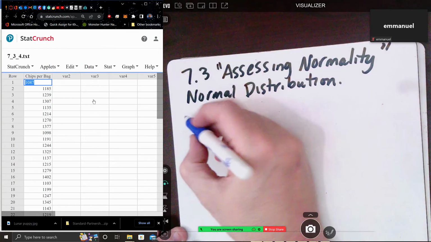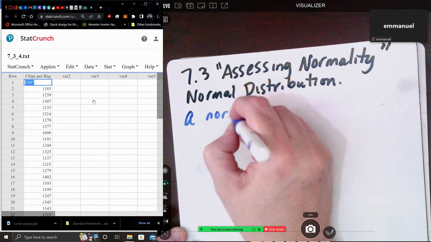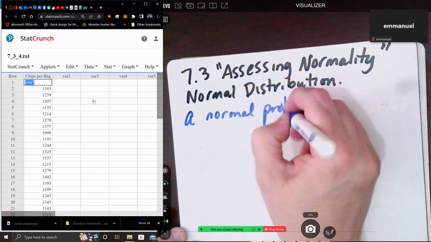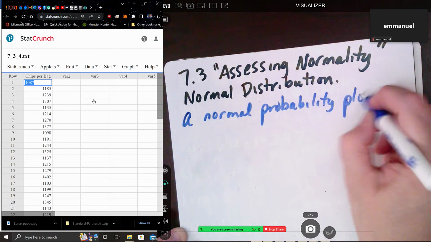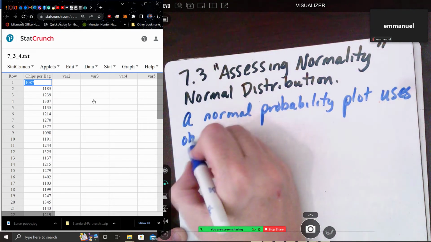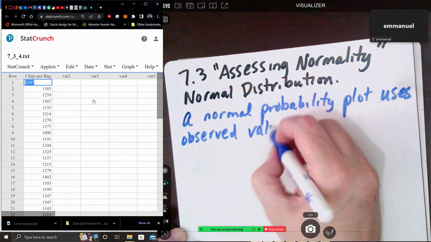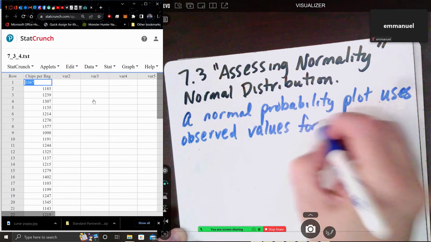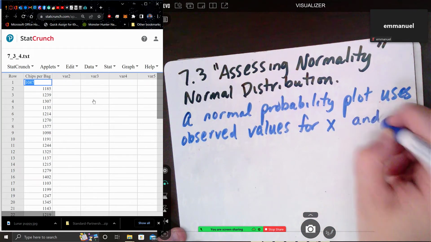So some things to know. A normal probability plot uses observed values for x and z-scores for y.